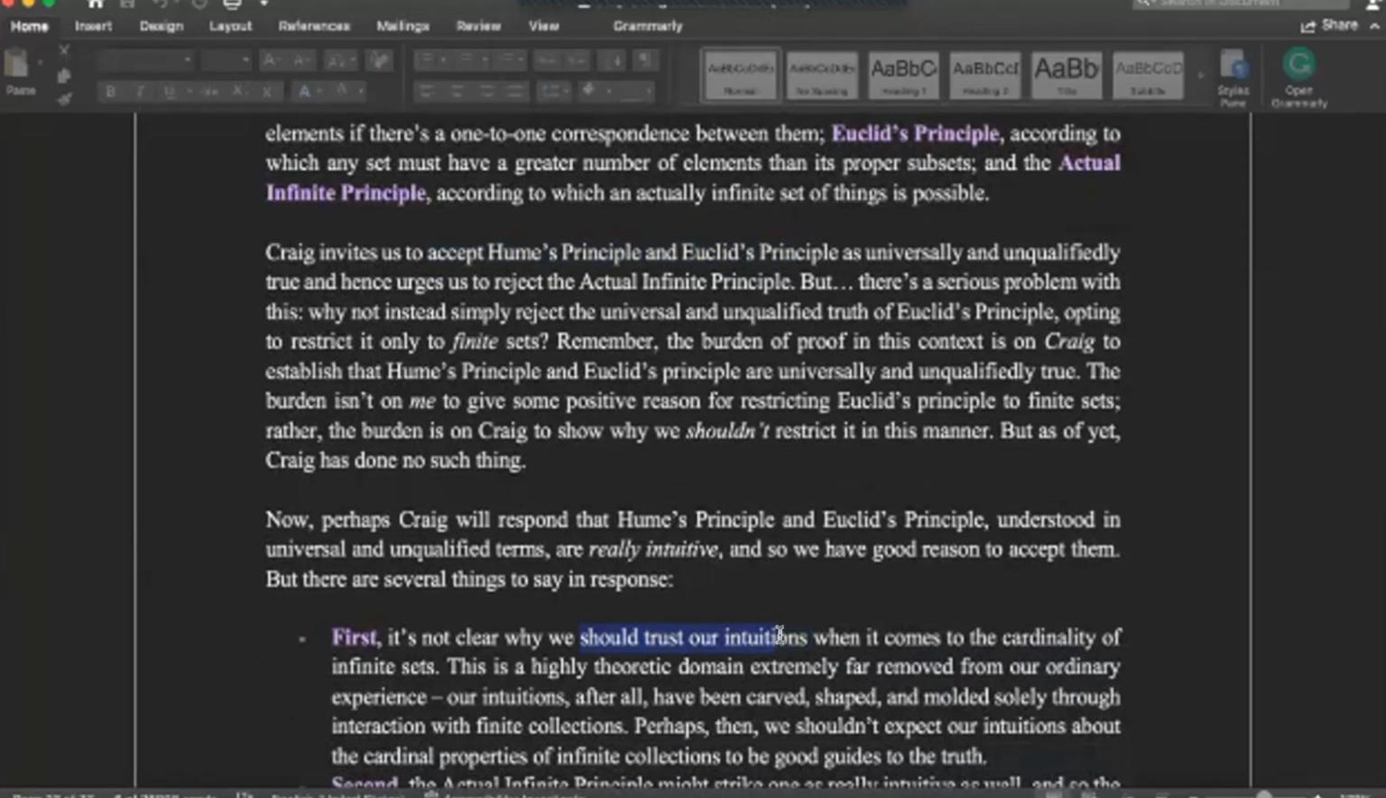Perhaps then we shouldn't expect our intuitions about the cardinal properties of infinite collections to be good guides to the truth. At least I want to pose a challenge to Craig. Why on earth should we accept our intuitions about these highly theoretic domains extremely far removed from our ordinary experience? Why should we expect those to be reliable?